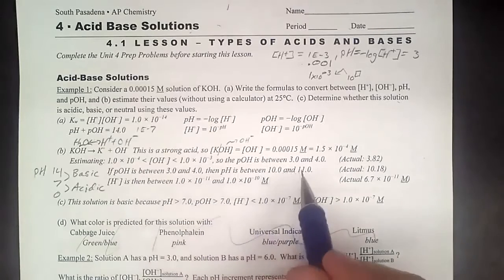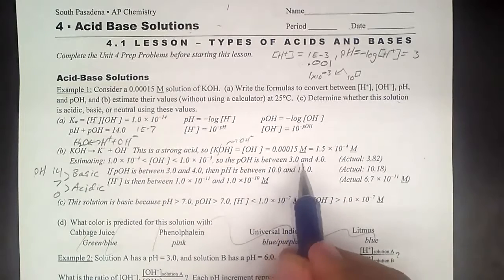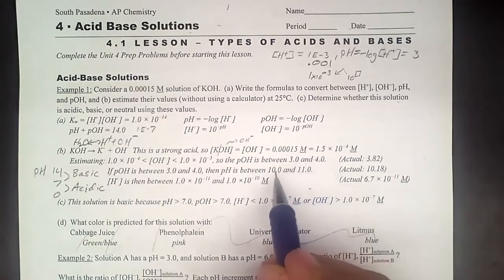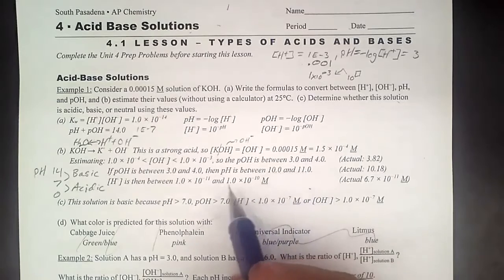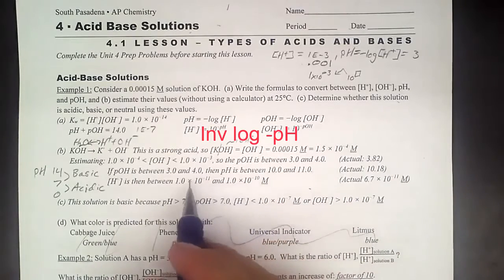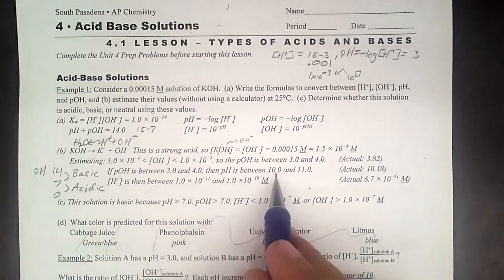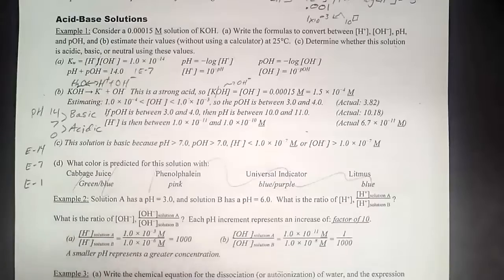and therefore, since the pH and the pOH have to add to 14, then it's between the numbers that make that add up. This adds to 14 and that adds to 14. So 14 minus this one gives me that one. 14 minus that one gives me that one. And the pH is between 10 and 11. And then if you do the inverse log, you can say that the H plus molarity then is between 10 to the negative 10 and 10 to the negative 11.